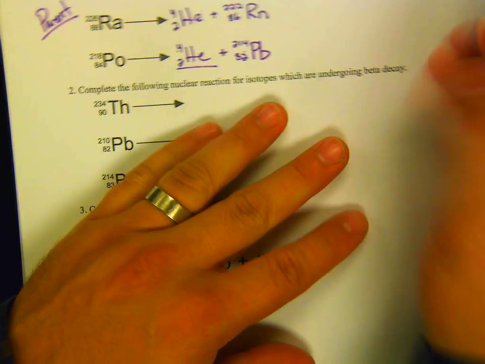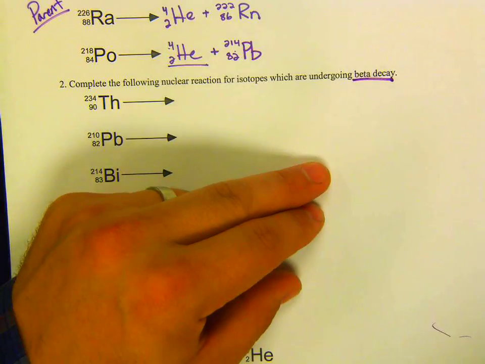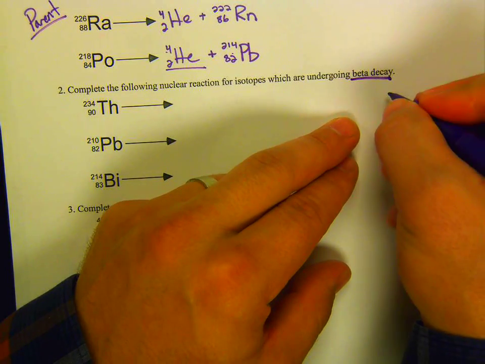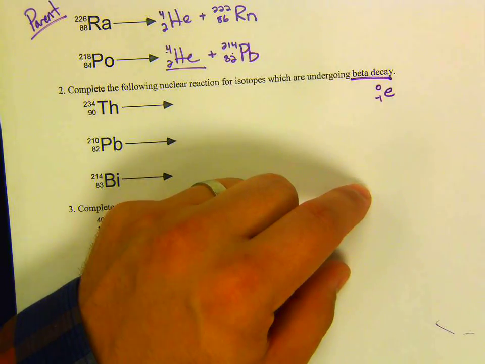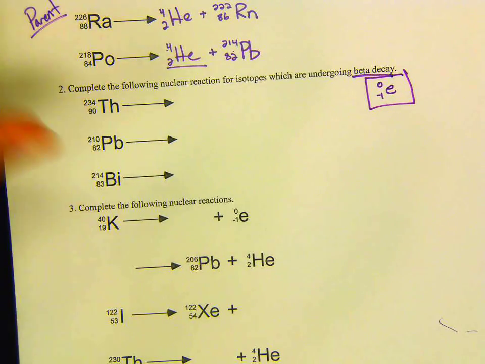Okay, now what about the other main type of decay, beta decay? Beta decay occurs when a neutron turns into a proton and an electron. The proton stays in the nucleus and the electron shoots off. So the beta particle is this electron with a mass of basically 0 and a charge of -1. For a beta particle, we're always going to draw this, and that's something you want to remember.